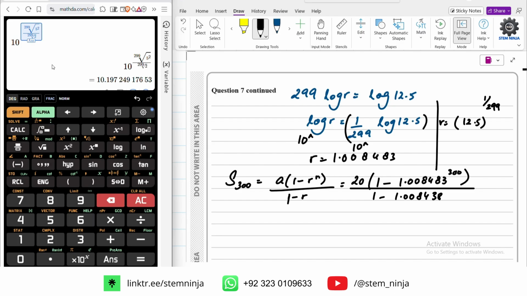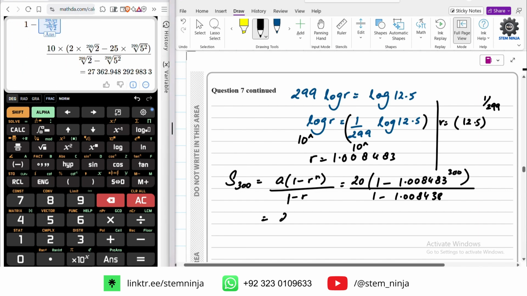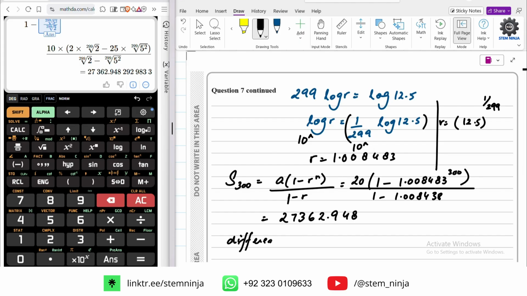Oh, okay, never mind. So you have 12.5 raised to power 1 divided by 299. So let's save this. Okay, now we can do that. So 20 times 1 minus answer raised to power 300, divided by 1 minus answer. We get 27,362.948.